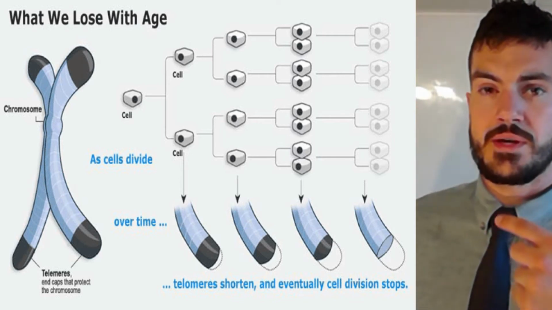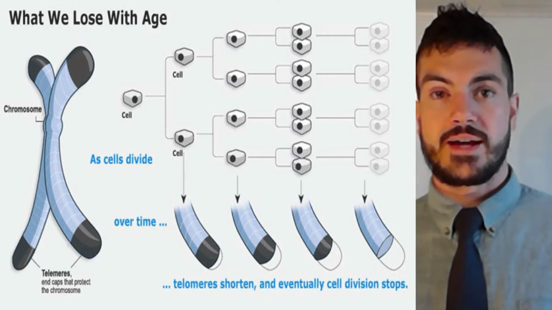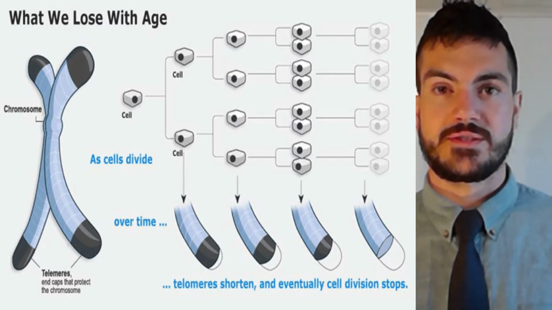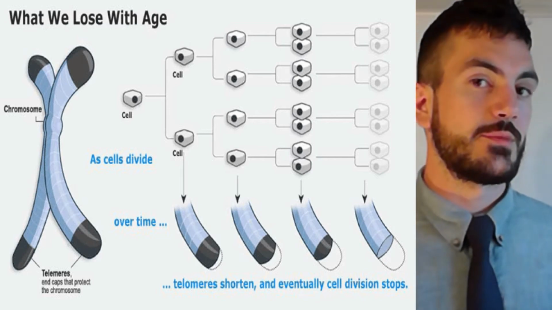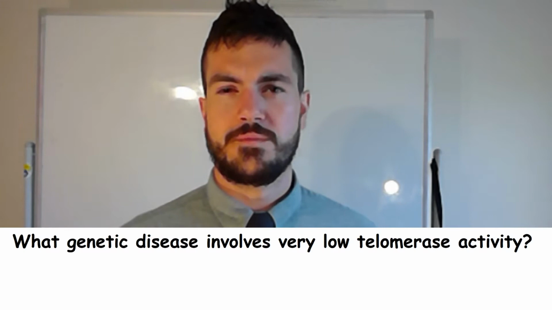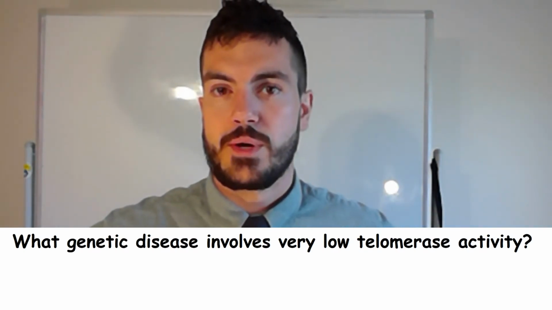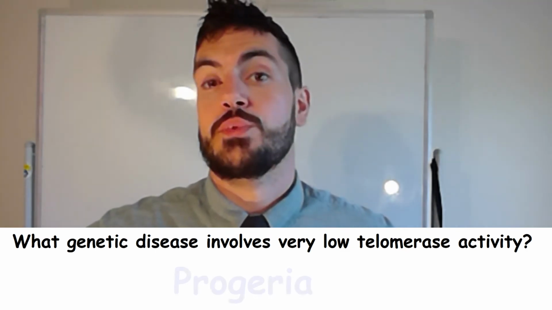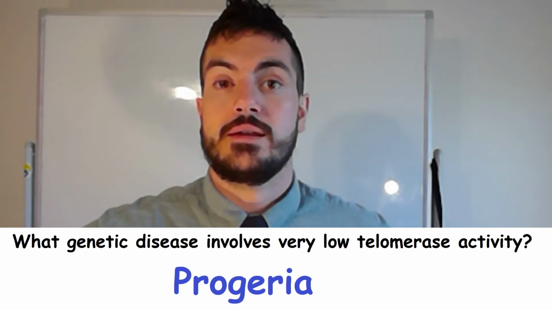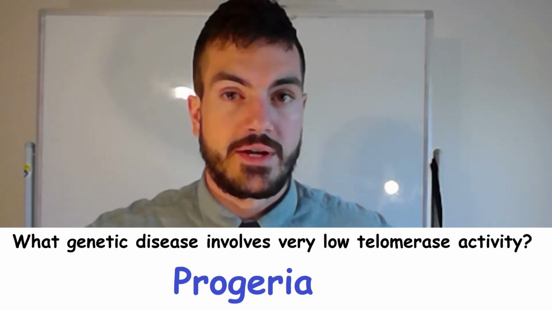And there's a certain very rare disorder where this activity of telomerase is very, very little. So these things are allowed to get shorter and shorter and shorter because the telomerase isn't there to synthesize the telomeres. Now, what genetic disease am I talking about? That's pretty rare, but they're definitely going to ask about it. It's called progeria. And in progeria, you have a decreased amount of telomerase activity.